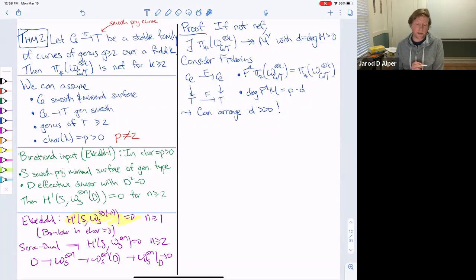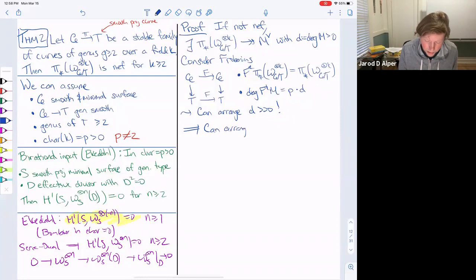And here's the magic of characteristic p: there's a Frobenius map. If you consider the Frobenius map, applying it both on the surface and on the base, it has nice properties. First, by properties of the dualizing sheaf, you have a nice expression of how Frobenius behaves. But the point is that the degree of the pullback of M along the Frobenius increases by a factor of p. So by applying Frobenius repeatedly, you can arrange that the degree is as large as you want. That's the whole point. So we can arrange that M is as positive as we want. In fact, we can arrange that M is of the form of the dualizing sheaf on T to the kth power tensor something very ample.